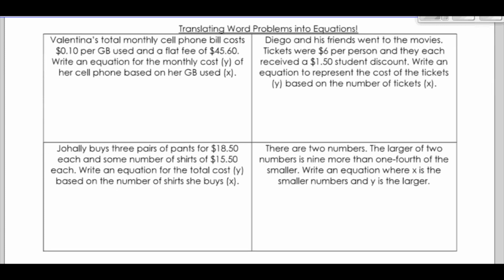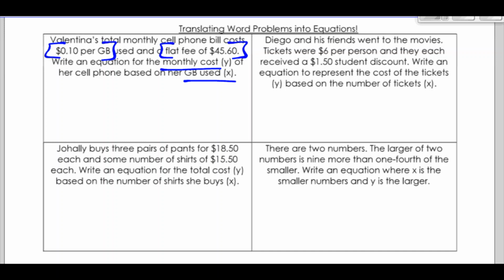Okay, so we're also going to see these, rather than just directly translating a sentence into an equation, in a word problem where you actually have to break down what that word problem is saying, pick out the key words, and write that as an equation. Valentina's total monthly cell phone bill costs 10 cents per gigabyte used, and a flat fee of $45.60. Write an equation for the monthly cost, which is y, based on her gigabytes used, which is x.